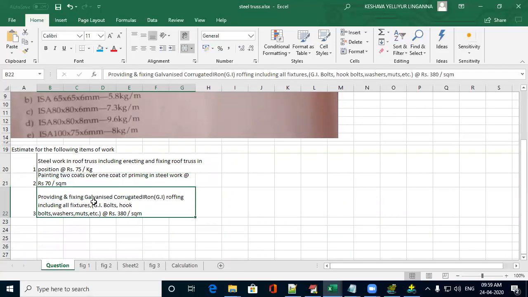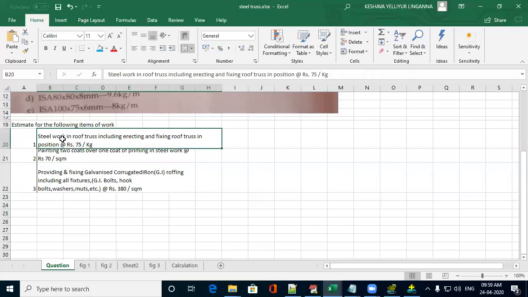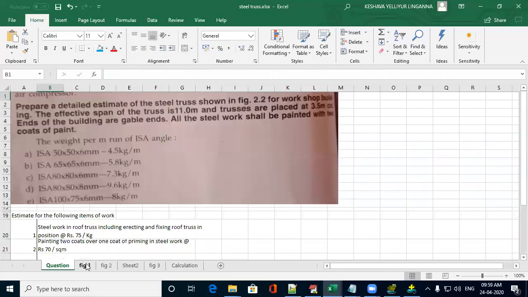Next, the third item of work is you have to give the area of galvanized iron sheet roofing. It is covered with galvanized iron sheet. Give the area of the iron sheets at the rate of rupees 380 per square meter. These second and third items, you have to give the areas. Now let us see the given roof truss.